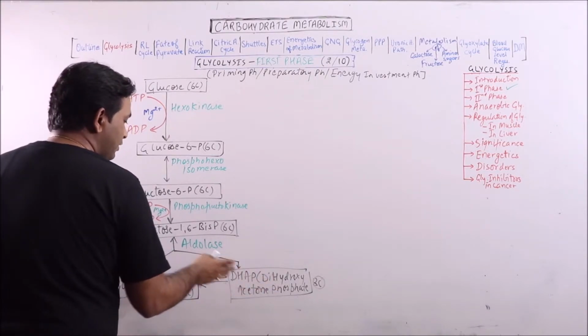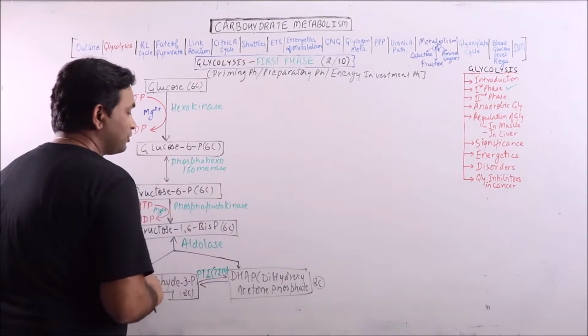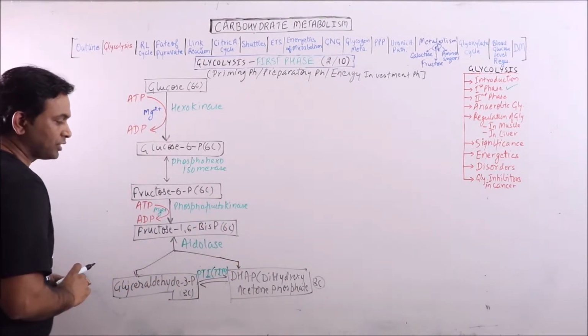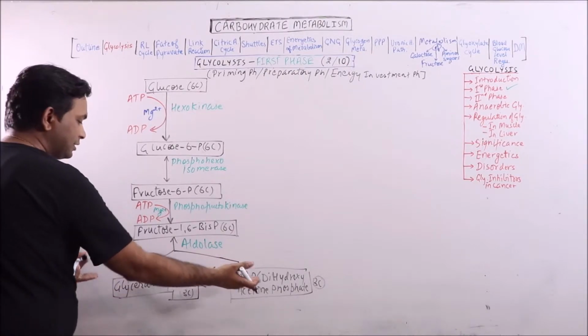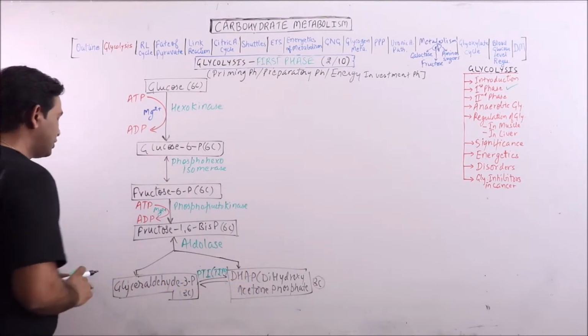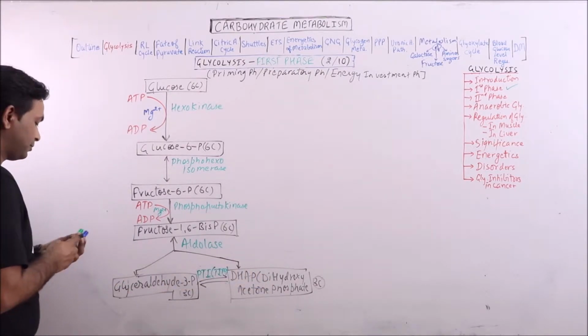Dihydroxyacetone phosphate, if it has to enter the second phase of glycolysis, then it has to be converted to glyceraldehyde 3-phosphate. So it is clear that these two compounds are formed, but dihydroxyacetone phosphate is finally converted to glyceraldehyde 3-phosphate.